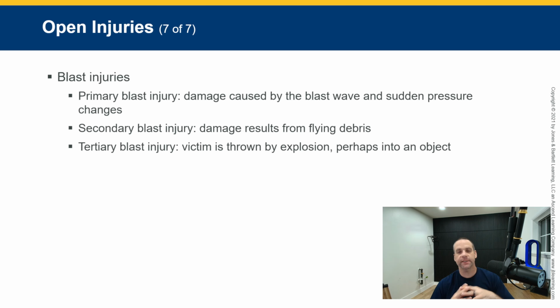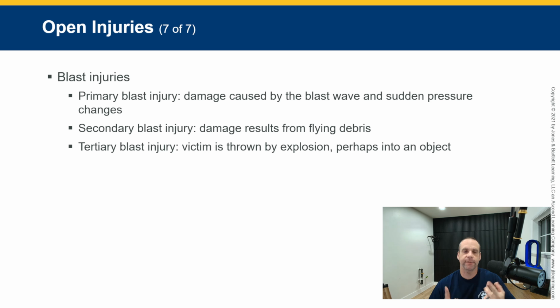Blast injuries. So blast injuries are best understood as several injury mechanisms happening at the same time. Primary blast injuries come from the blast wave itself and the sudden pressure changes that it creates. This is why air-filled structures like those in the chest and the ears may be injured even when the outside of the body looks relatively normal.